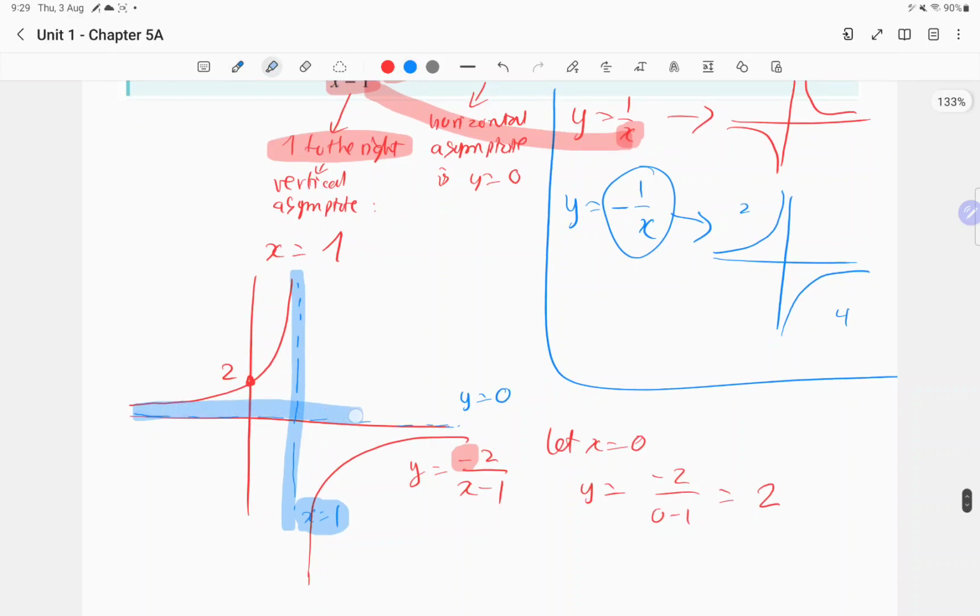So remember, rectangular hyperbolas always have two asymptotes, a vertical one and a horizontal one. And the shape of the graph will just flow around the two asymptotes.